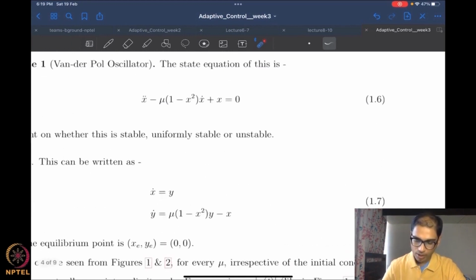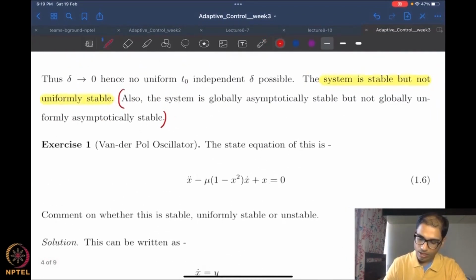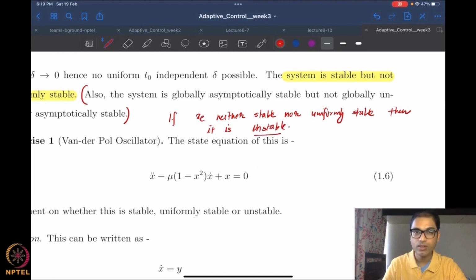One of the important things to remember is that if xe is neither stable nor uniformly stable, then it is unstable. This is the definition of an unstable equilibrium. If it's neither stable nor uniformly stable, then it is unstable.